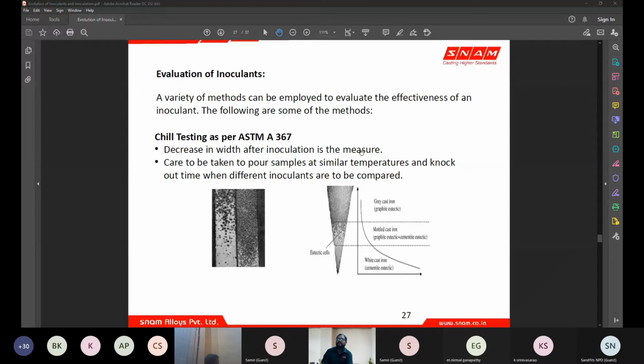And what is measured is the chill formation. After inoculation, it is expected that the chill depth should decrease or become zero. Like your base metal and final metal, after inoculation, the chill depth should decrease. Chill width or chill depth, both should decrease. And these are the different zones formed out of the chill sample. You have gray cast iron, you have mottled iron where you get a mix of white and gray cast iron, and the edge part is white iron. After inoculation, this should decrease, and this is a measure of inoculation.